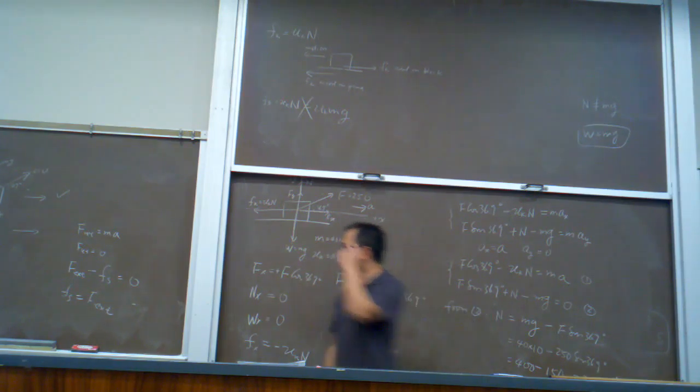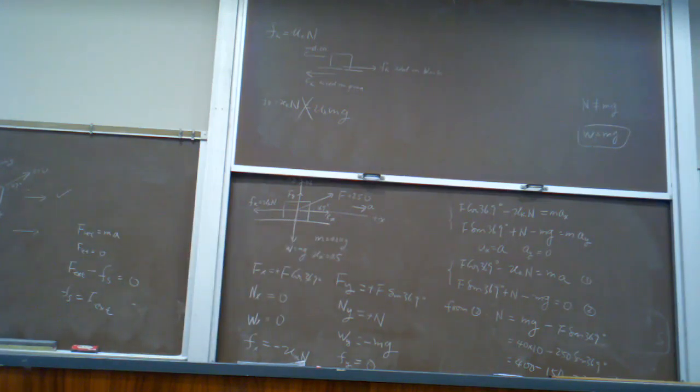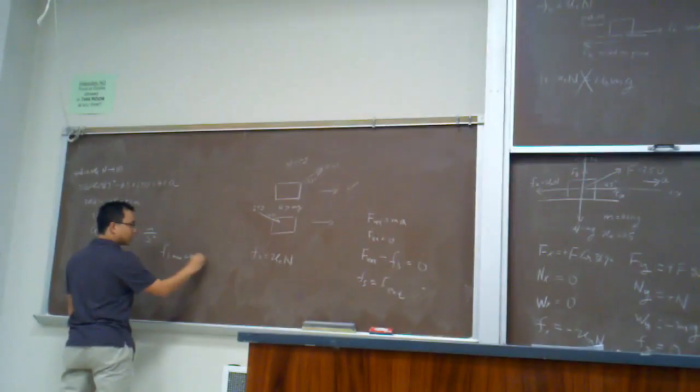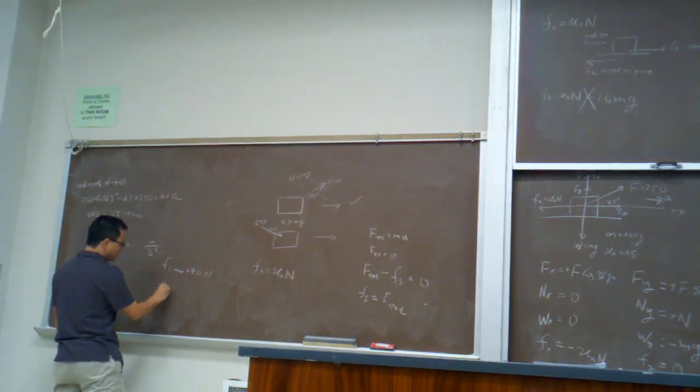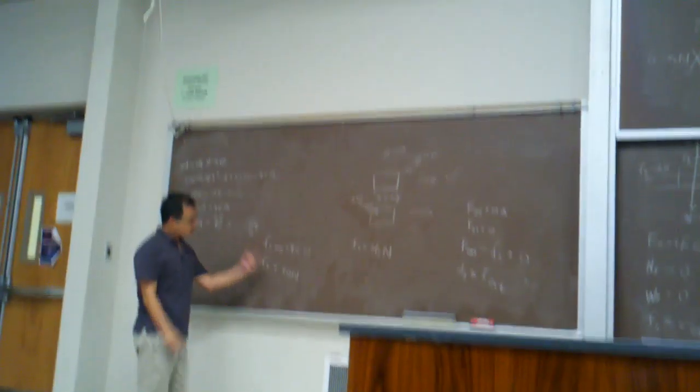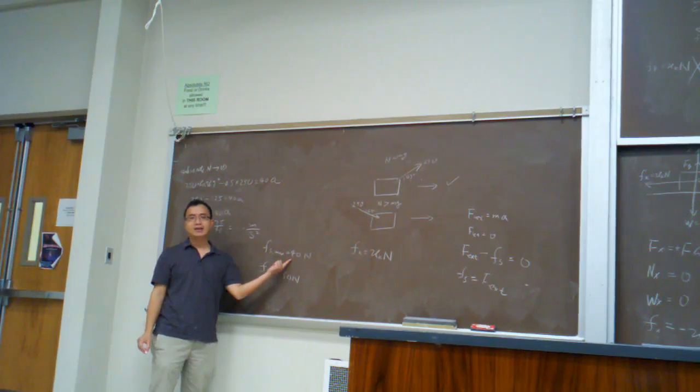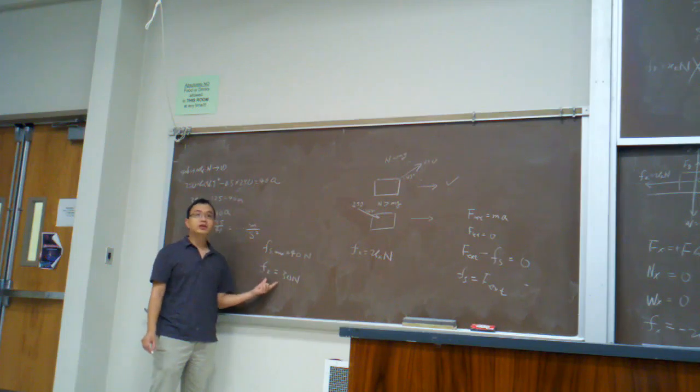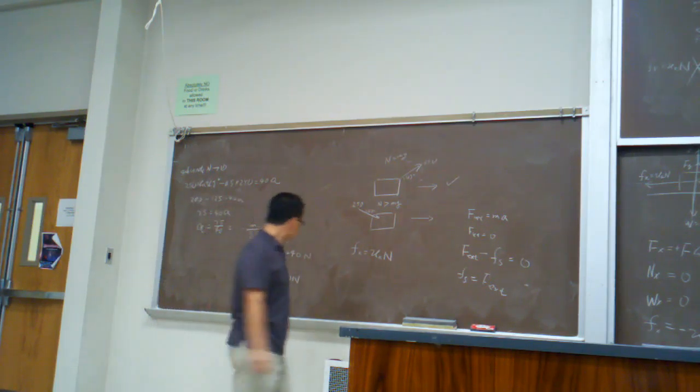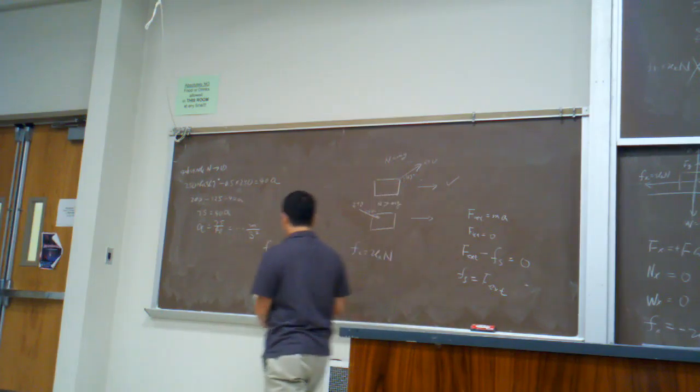For example, for some system, Fs max is, say, 40 newtons, and the kinetic friction is 30 newtons. To make the object move, you need to apply at least 40 newtons. But after that, you only need to apply at least 30 newtons to keep it moving. So that's the frictional force.